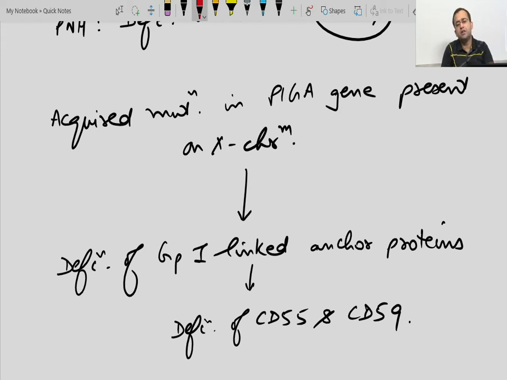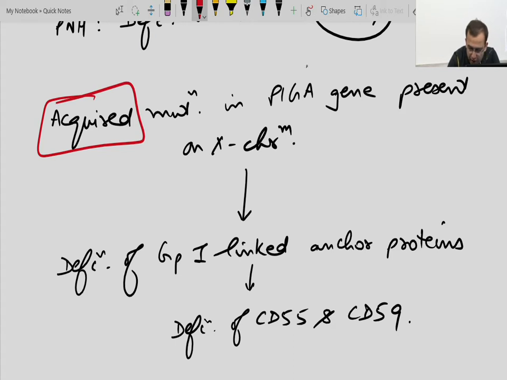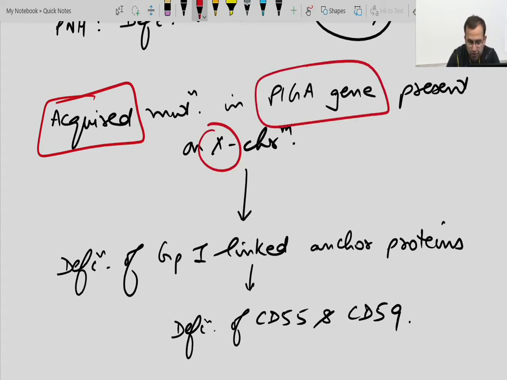So when somebody asks the pathogenesis, don't start with the deficiency of CD55 and 59. What you start with is an acquired mutation in the PIGA gene present on the X chromosome, which in turn leads to deficiency of GPI-linked anchor proteins, the most significant of which are 55 and 59. Done. This is PNH. This gets us to the next question, question number 4.